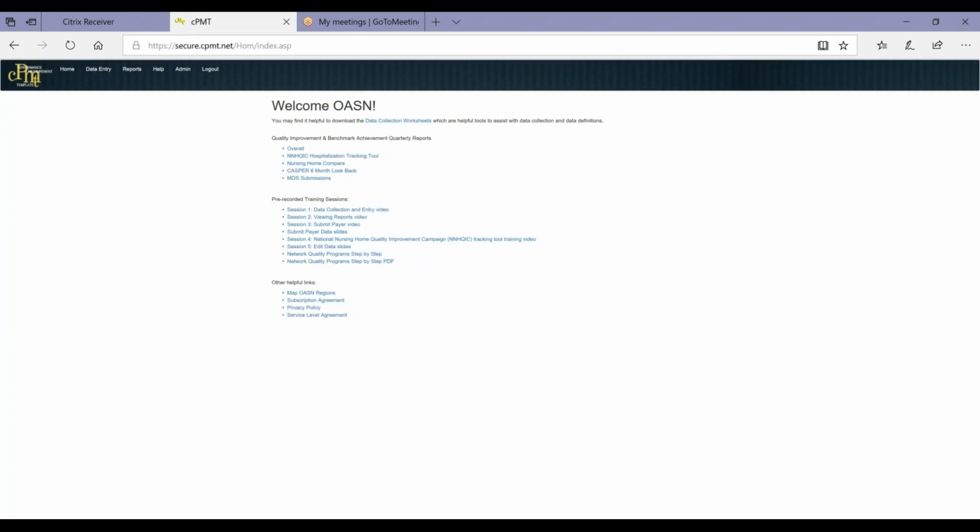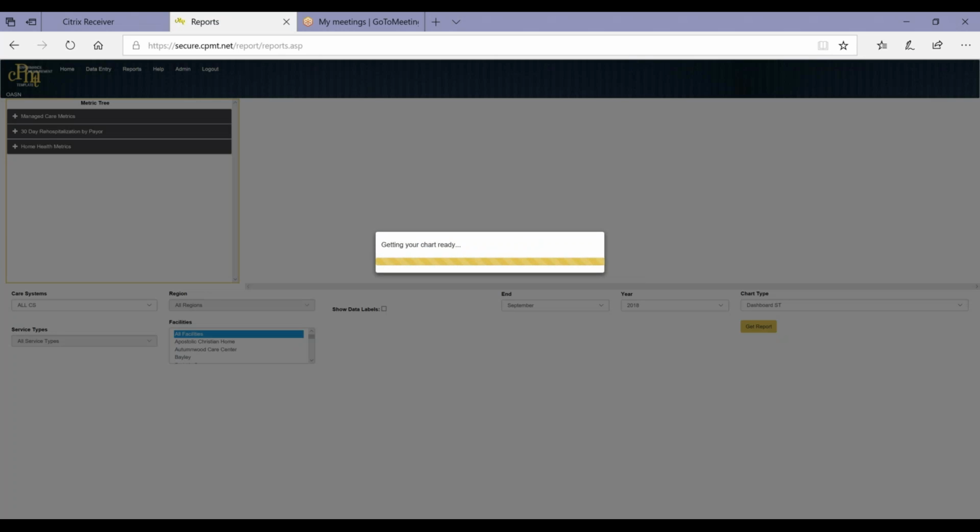Are you all seeing CPMT? Hopefully. Can someone acknowledge you're seeing the CPMT screen? Yes. Okay, thank you. Yay, nice to have a comment in the chat window.